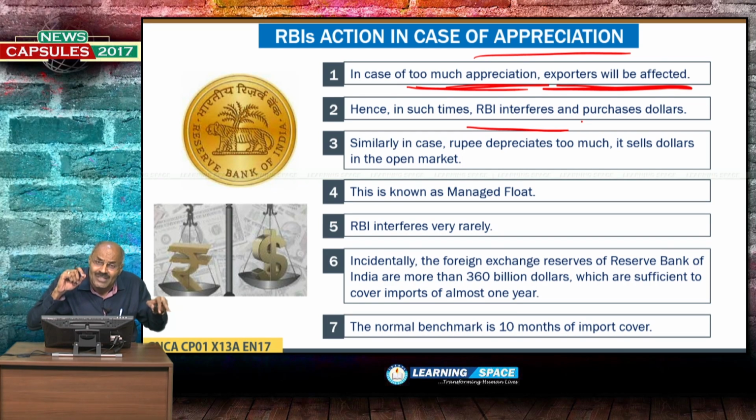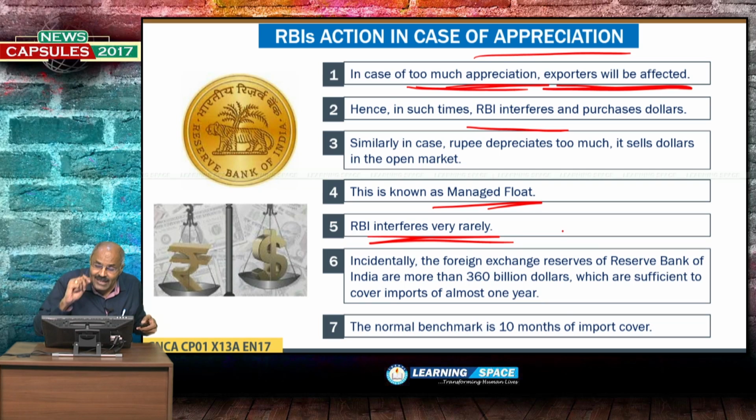And if there is too much depreciation, the RBI sells dollars in the open market, basically to manage, or you can say to maintain the balance, so as to prevent excessive depreciation or excessive appreciation. This is known as managed float. Please understand, in case of too much appreciation, the RBI purchases dollars. In case of too much depreciation, the Reserve Bank of India sells dollars. This is known as managed float, and the RBI interferes very rarely.